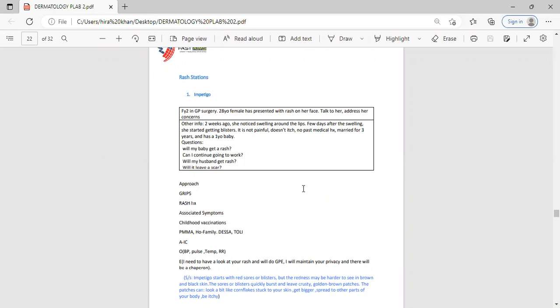So here, all these questions you are supposed to know by heart, because if you don't know the answer, that means you're not a good doctor. You're not a safe doctor here. So the management point is very important, because the history is the same for these stations. You will start with the rash history. Where is it? What is the color of it? Are there any associated symptoms? And where did it start from?